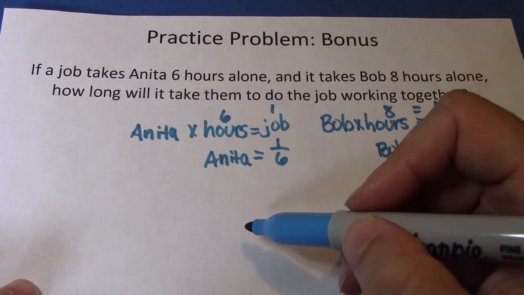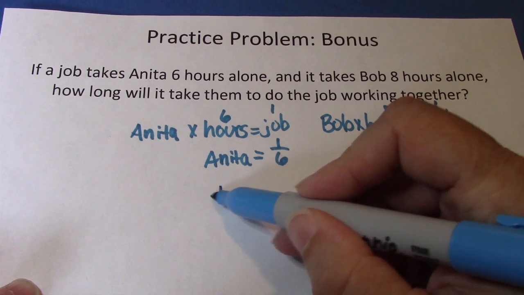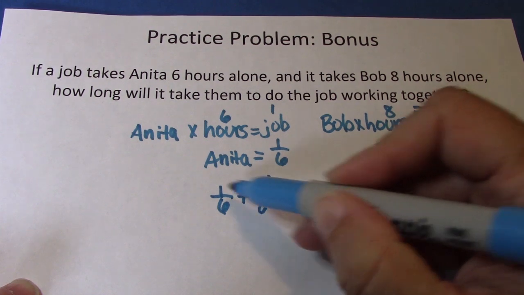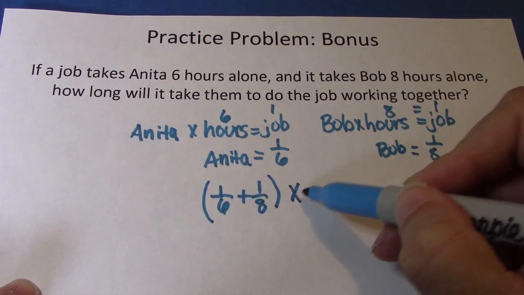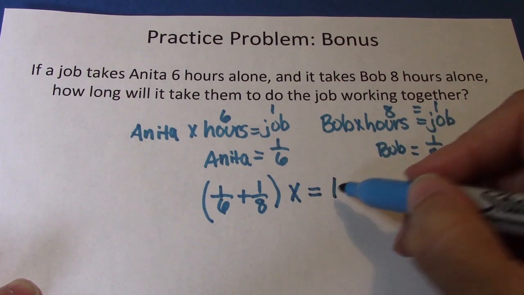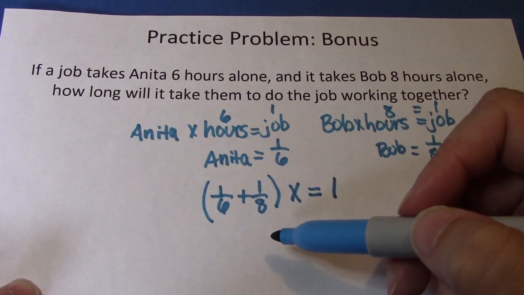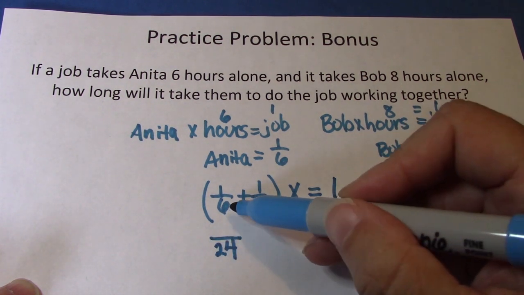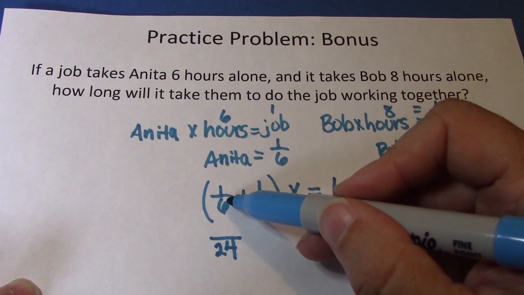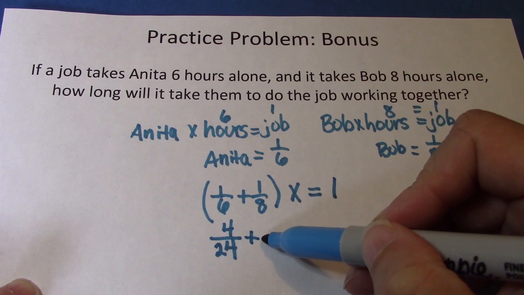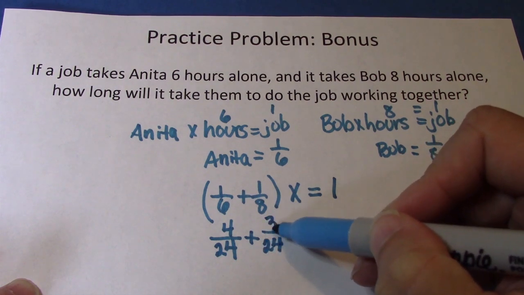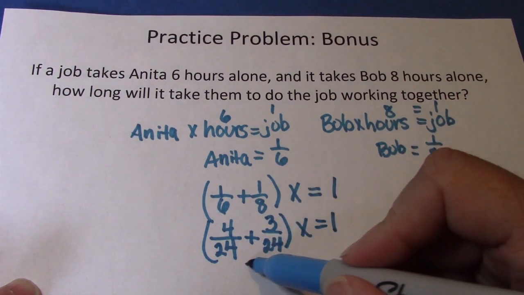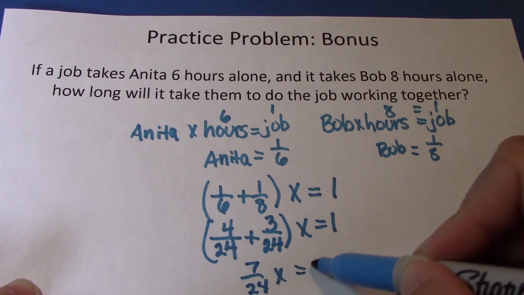All right, so let's put them working together. So that is Anita, 1/6 per hour, and Bob together. And we want to know how many hours, we'll call that x, to do our one job. So we have some fractions that are being added. We need to come up with a common denominator. I'm going to use 24. 1/6 is 4/24ths. 1/8 is 3/24ths. All right, now we have 7/24ths x equals 1.